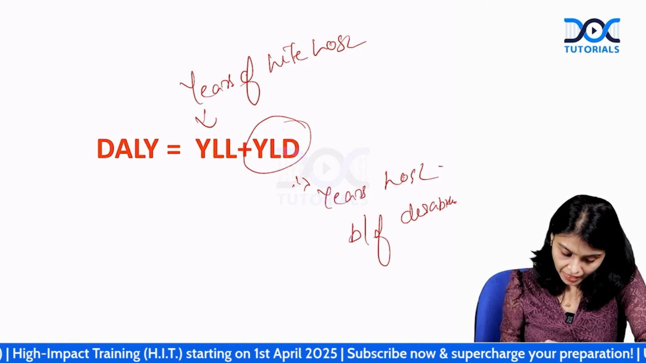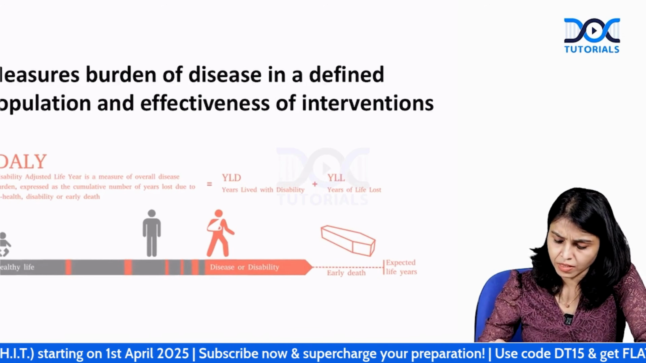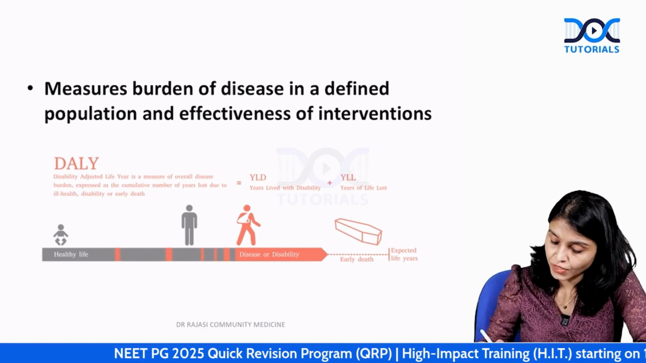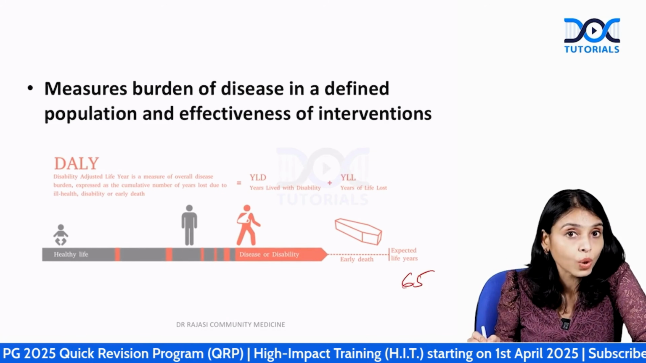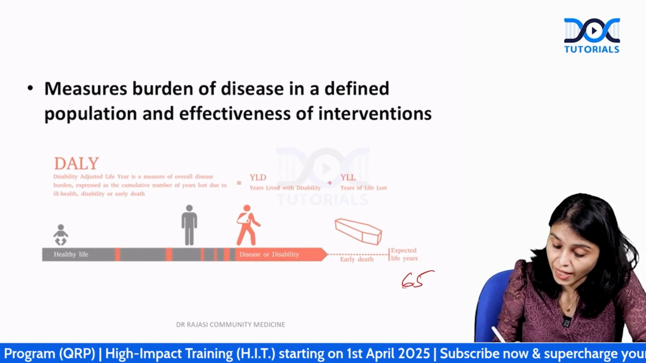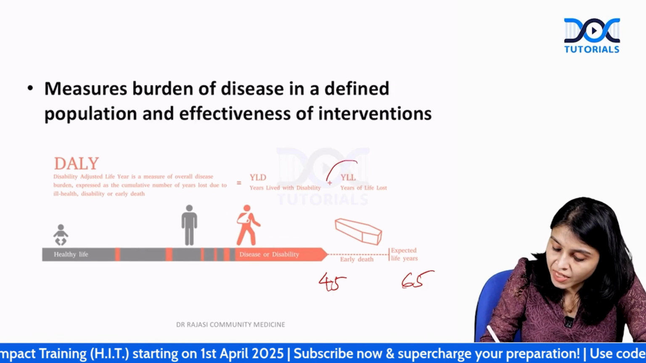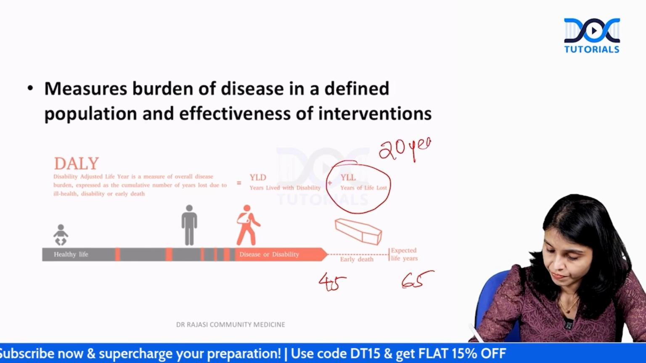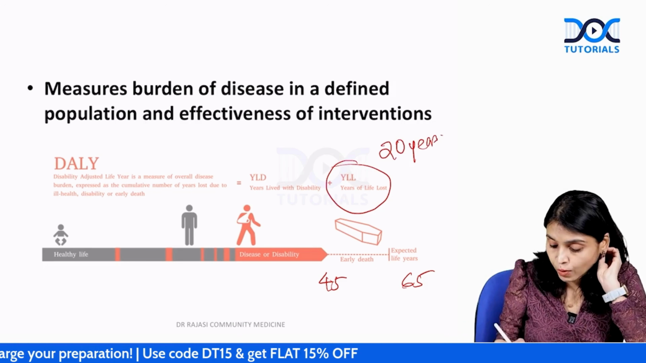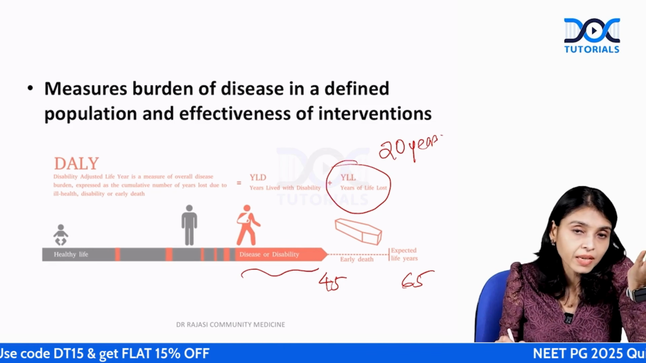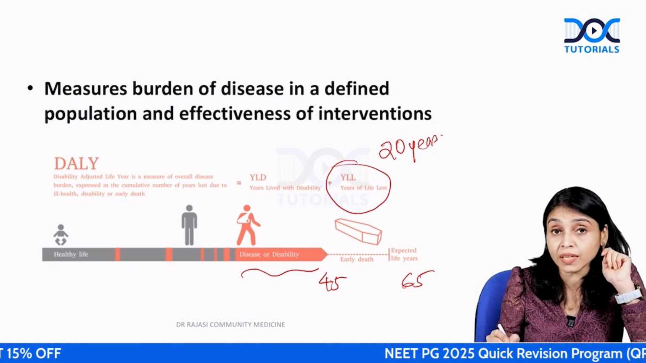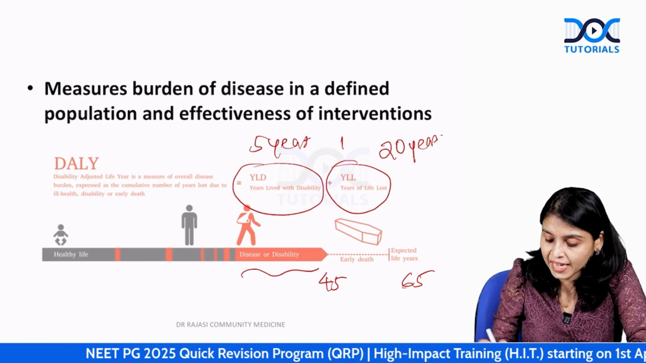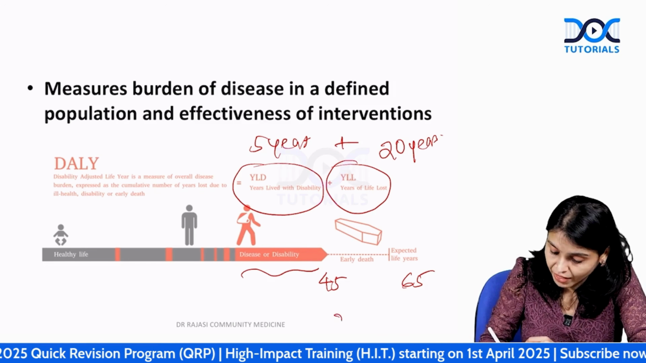Now let's see one example. Just have a look at this. Imagine that the normal life expectancy of a person in a particular country is 65 years. Unfortunately, this guy is dying at the age of 45 years. So how many years he lost because of premature death? 20 years. 5 years prior to his death, he was bedridden with some disease, like maybe stroke. How many years he lived with disability? 5 years. So what is his DALY? 20 plus 5, 25 years. I hope it is clear.